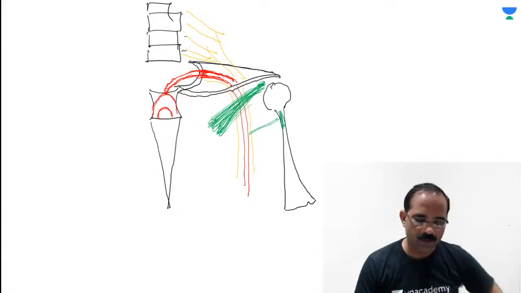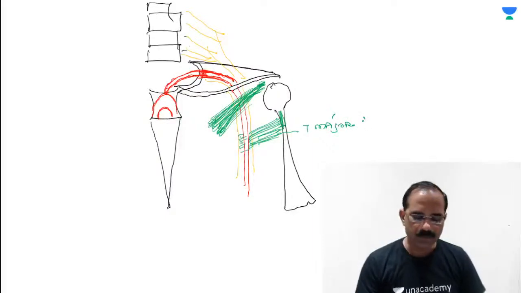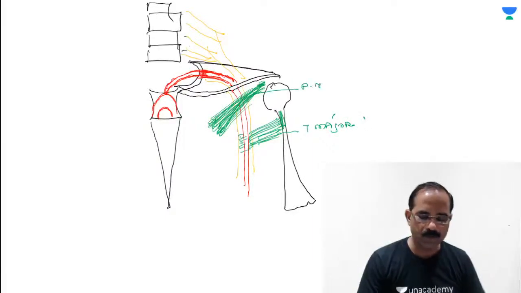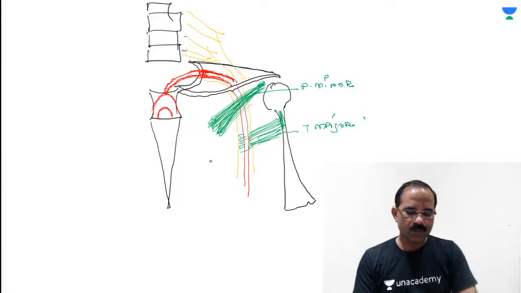What is the muscle which is inserted on the medial lip of the bicipital groove? This is the teres major. What is this? This is the pectoralis minor. Okay, just have a look. One moment, students. Just have a look. So, what is this artery?